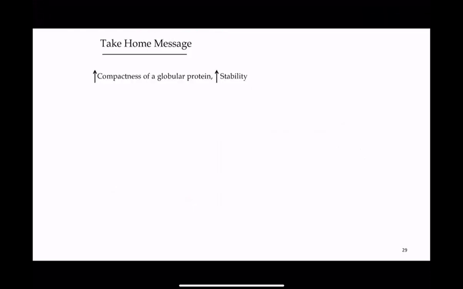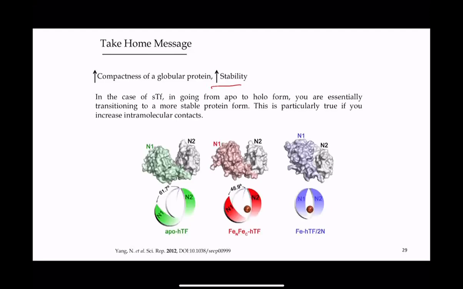All right. So the take-home message of all this. This idea of how you alter the structure of the protein can also increase the stability. So not necessarily the native form of the protein is its most stable form, as we see in this case of the iron binding, which actually affords more stability to the protein.